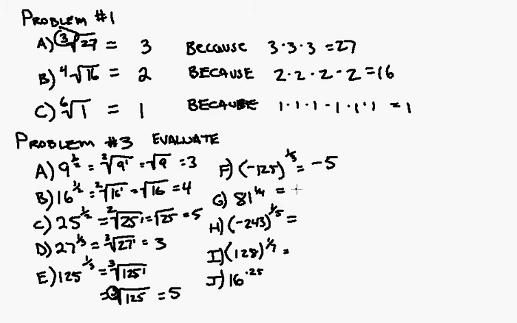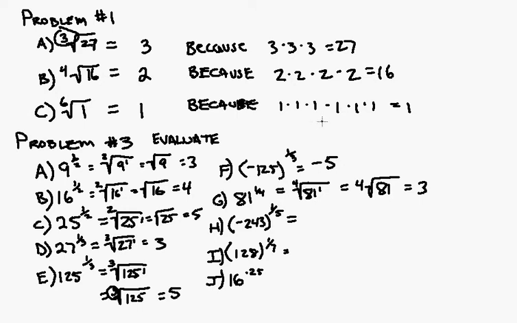81 to the 1/4 is the same as the 4th root of 81 to the first, or just the 4th root of 81. What number could I use as a factor 4 times that would equal 81? Well, that would be 3, because 3 times 3 times 3 times 3 is 81.